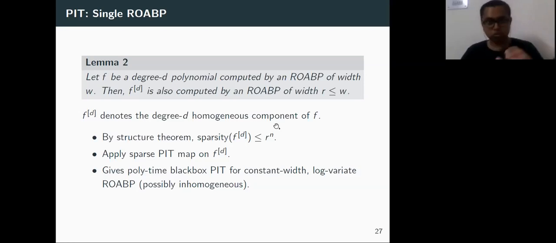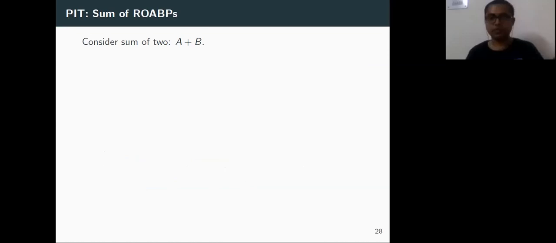This hitting set, this black box PIT for a single ROP, we will now use for a sum of constantly many ROPs, where each ROP can be inhomogeneous. Earlier we had arbitrarily many summands with homogeneity; now we go to constantly many summands, removing the homogeneous restriction. We are lifting the homogeneous restriction. So in the case of two ROPs, and this argument can be easily extended to many.